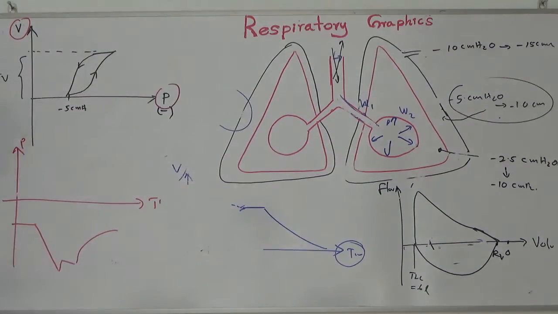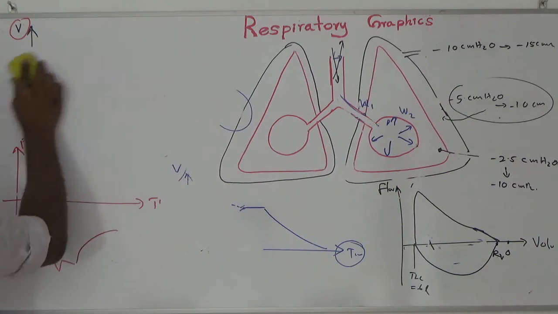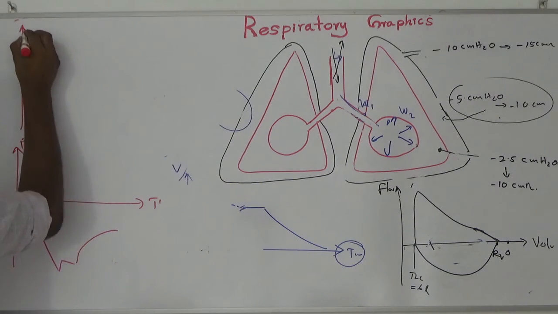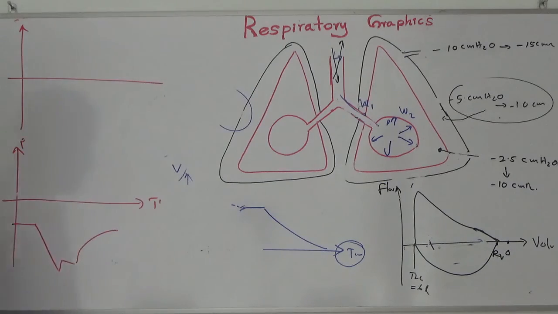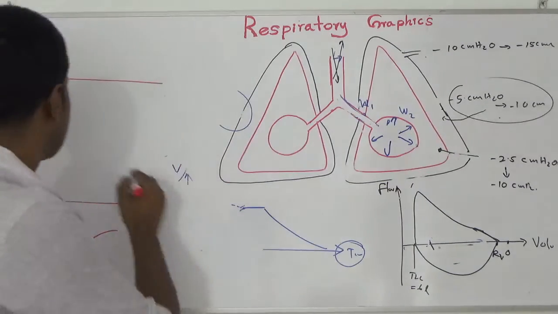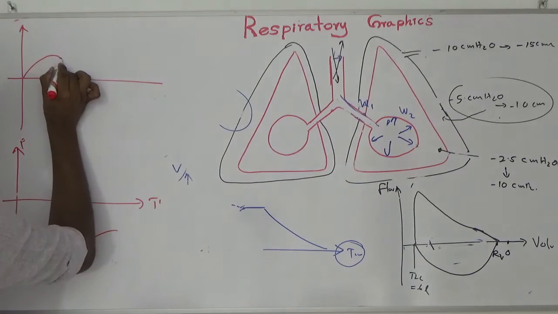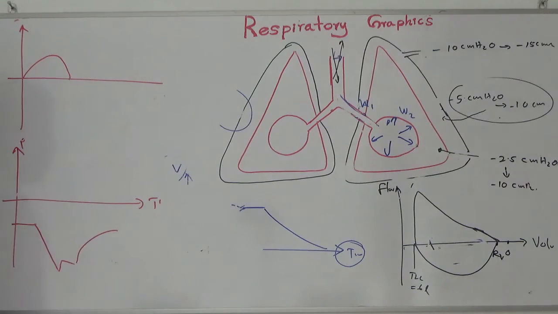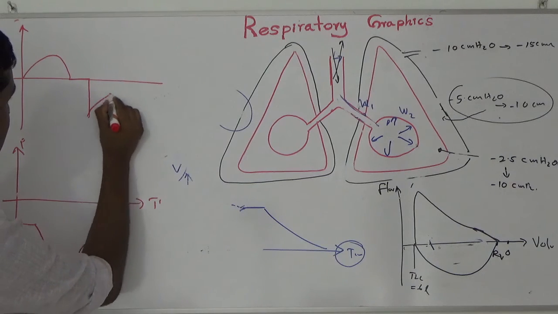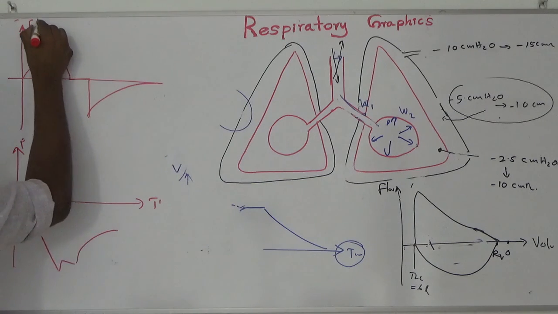Then number 2, the flow time curve. Initially, inspiratory flow I take as positive. Flow gradually increases, comes to a maximum, and then flow becomes 0. Then there is an inspiratory hold, then expiration starts and happens. This is the flow time curve.